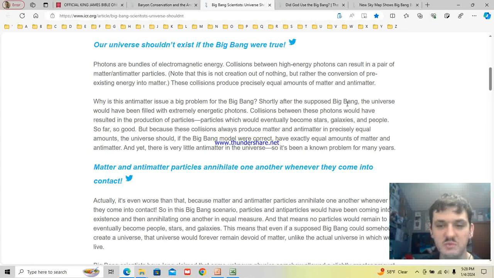Shortly after the supposed Big Bang, the universe would have been filled with extremely energetic photons, and collisions between these photons would have resulted in the production of particles, and particles which would eventually become stars and galaxies and people. So far, so good. But because these collisions always produce matter and antimatter in precisely equal amounts, the universe should, if the Big Bang were correct, have exactly equal amounts of matter and antimatter, and yet there is very little antimatter in the universe.